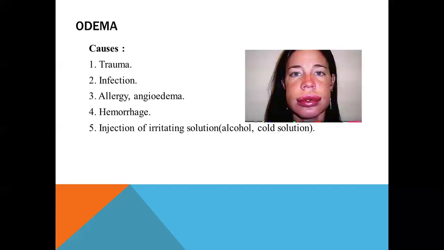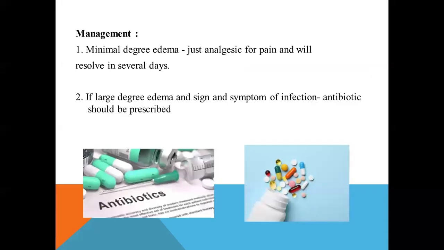Coming to the other complication, edema. The causes of edema are similar to those of hematoma: trauma, infection, allergy, angioedema, hemorrhage, and injection of irrigating solutions with alcohol and cold solution. How to manage it? It depends upon the size of the edema. If it is of minimum degree, just give an analgesic to relieve the pain, and the edema will resolve within a few days.